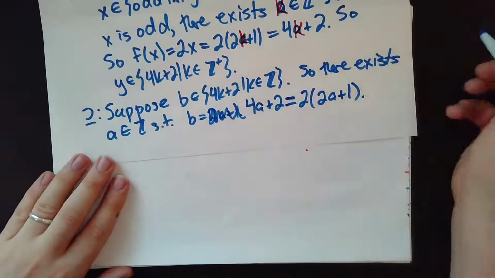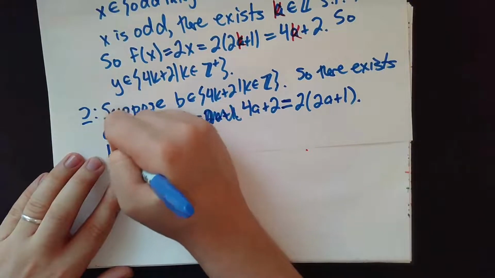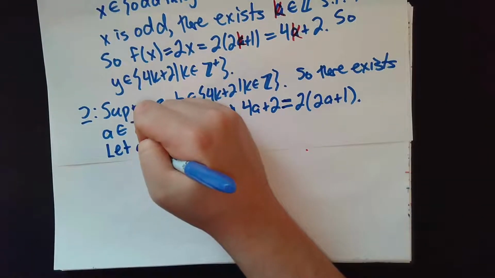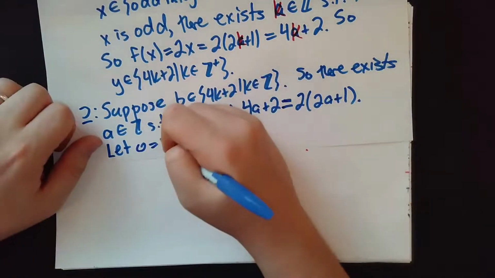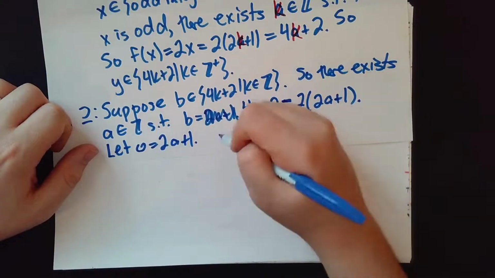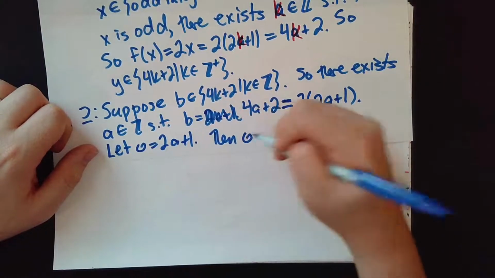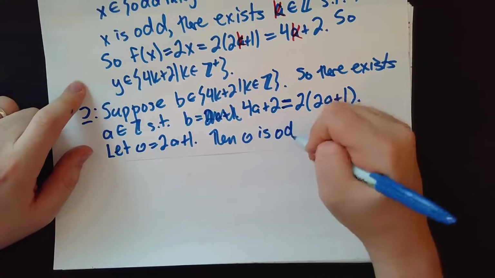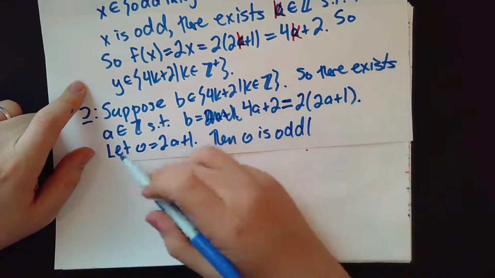And so if I let, say, little o equal 2a plus 1, then little o is definitely odd because of its shape, almost by definition.